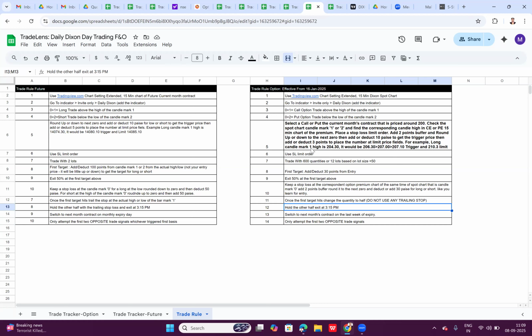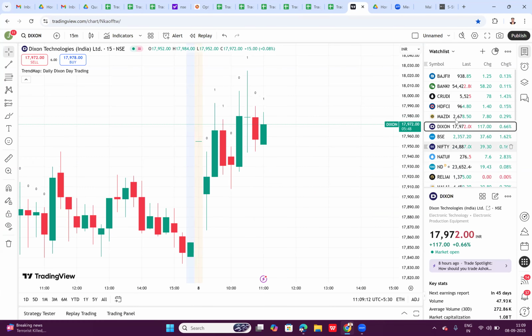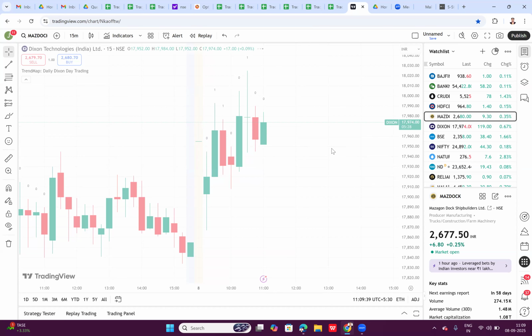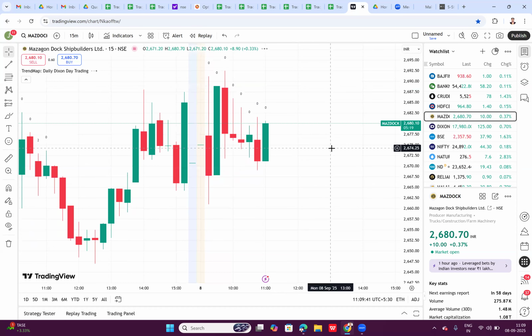I am repeating once again all the rules of this Dixon indicator for trading in Dixon. This same indicator we can apply in Suzlon Energy and MazDock stocks also. I will guide you on all the rules for MazDock and Suzlon also. Because in Suzlon the price is different, we have to select a strike price which has a premium of approximately 100, because the lot size of Suzlon is 8,000 and the lot size of MazDock is 175. So we can apply the same indicator in MazDock and Suzlon also, but the rule is a little bit different because the price and the lot size are different.